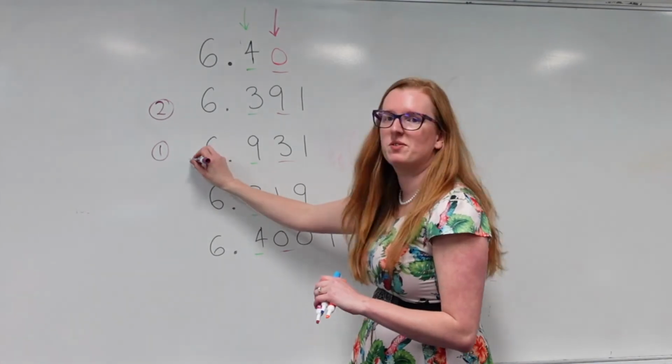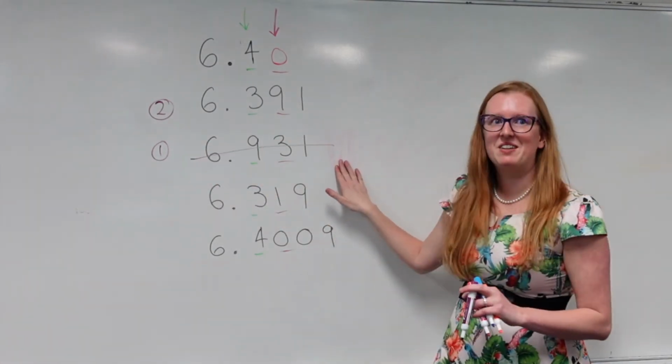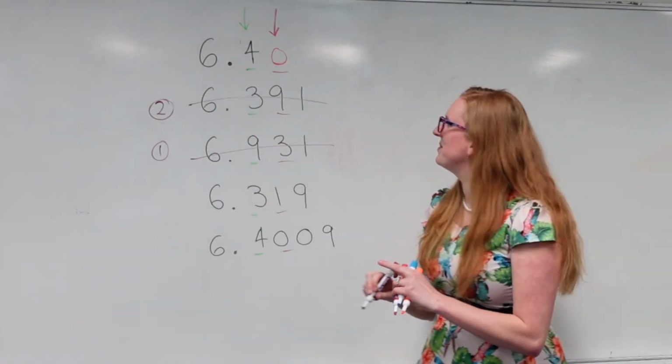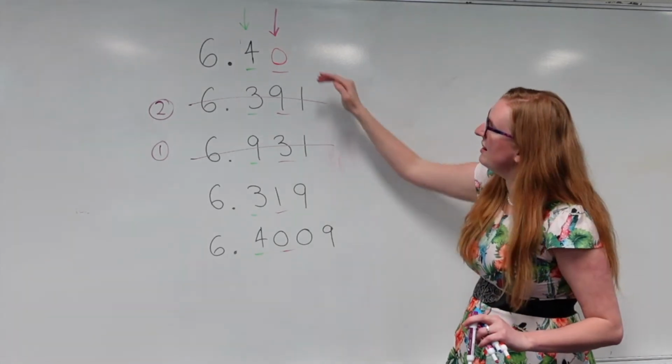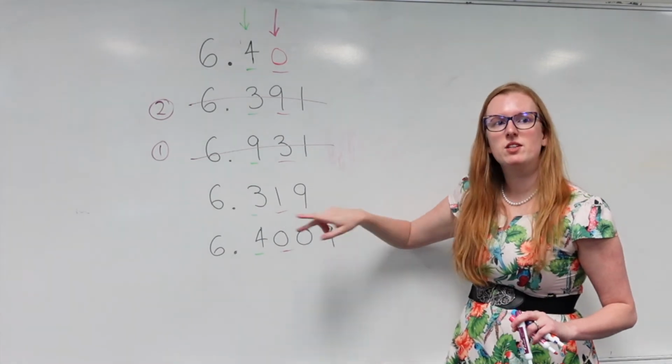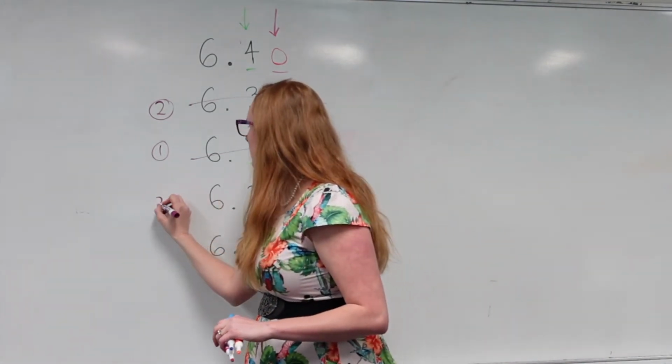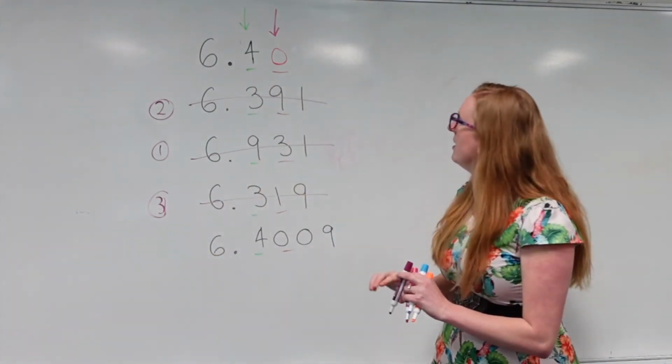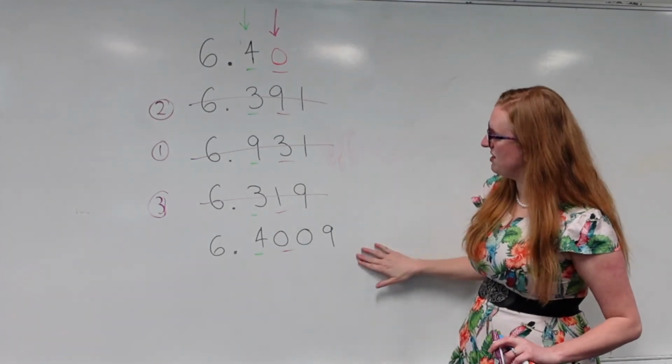Let me put a cross through there so I don't keep comparing that one. So that one's done. All right. And then this one is done as well. Cool. So now I'm just left to compare this one and this one. Now this one has a 1 here, so that's going to be my third biggest number. So that one's gone. So now I'm just comparing this one and this one.